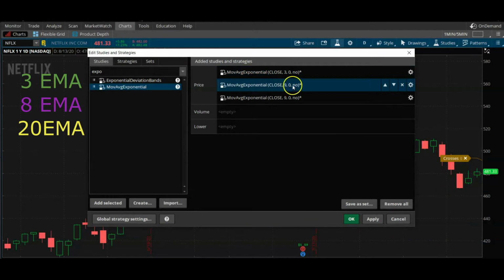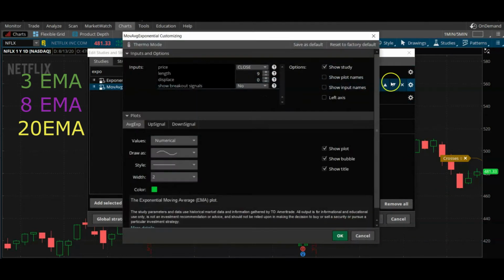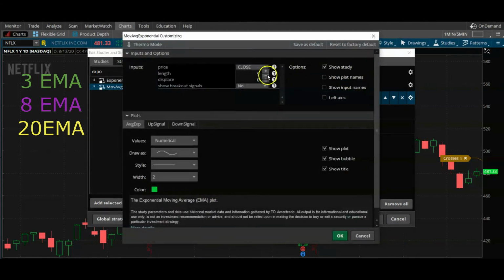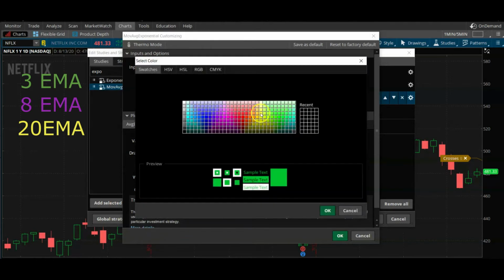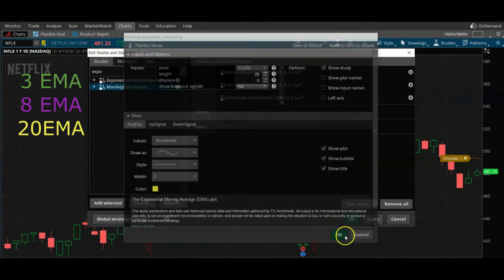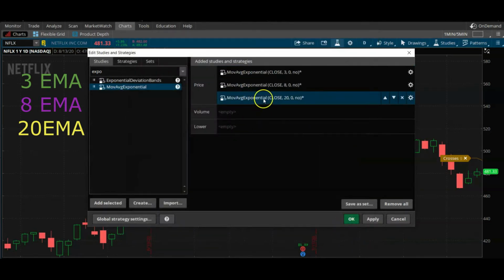We'll move on to the second one, which we want to be the 8-day moving average. The third one is going to be the 20-day. And that one I tend to make a bright yellow. I like my colors to pop. Same parameters there. Okay.